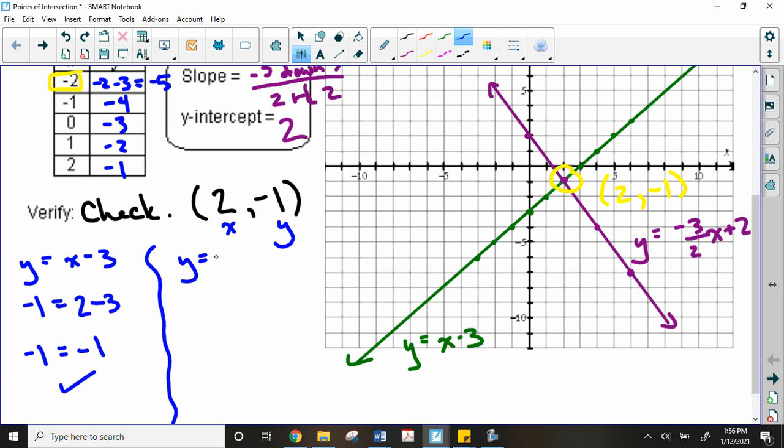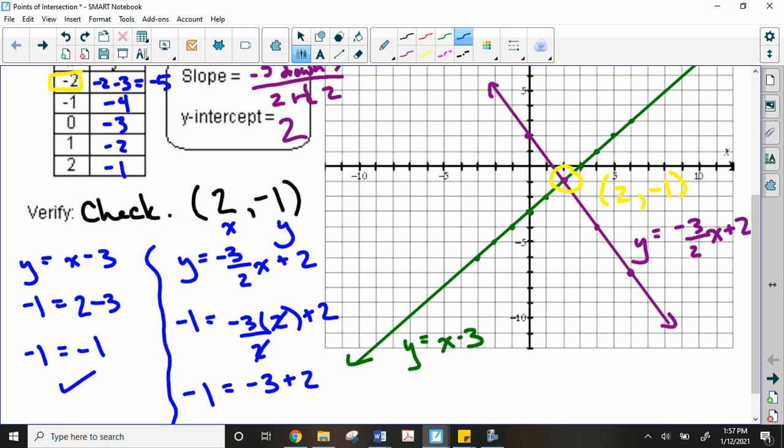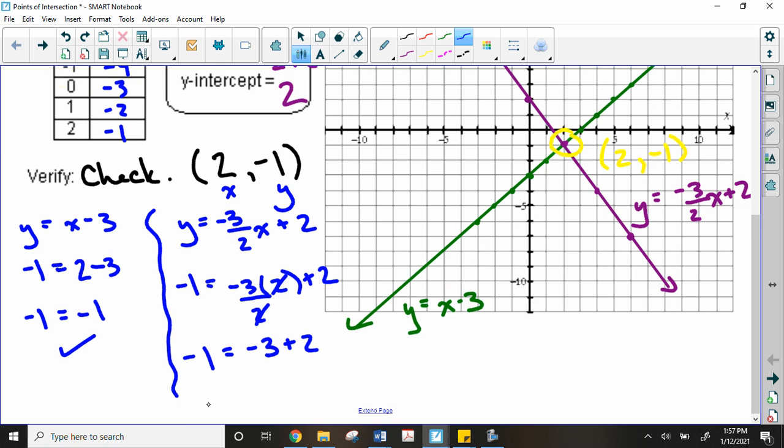So let's check the other equation. Y equals negative 3 over 2x plus 2. We are going to plug in wherever we see a y, a negative 1. Wherever we see an x, we're going to put in a 2. We get negative 1 equals negative 3 plus 2. Negative 3 plus 2 is negative 1. And that one works. So that's how we can find point of intersection graphically, and we'll do a couple more examples to get a really good feel for this.